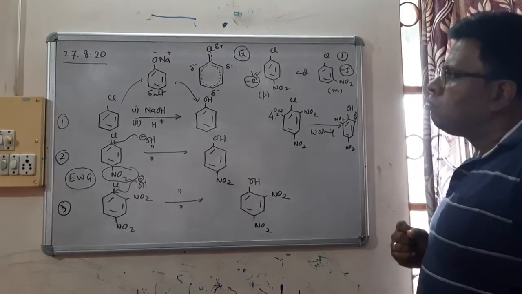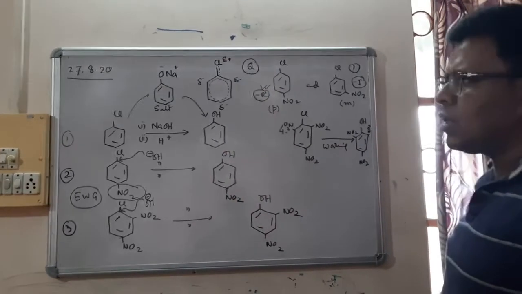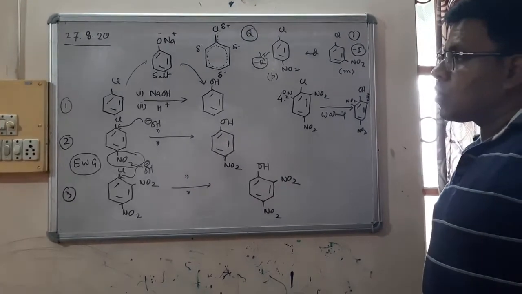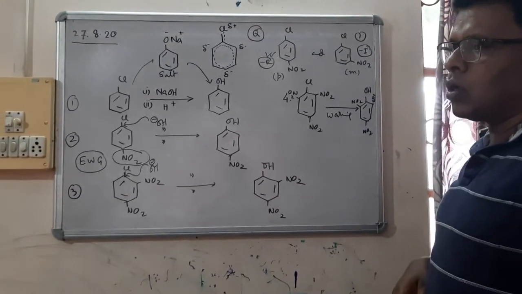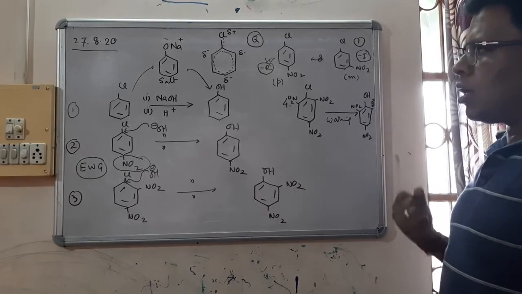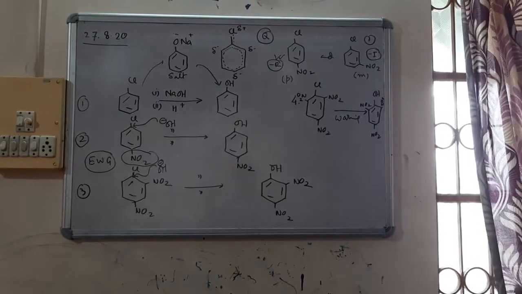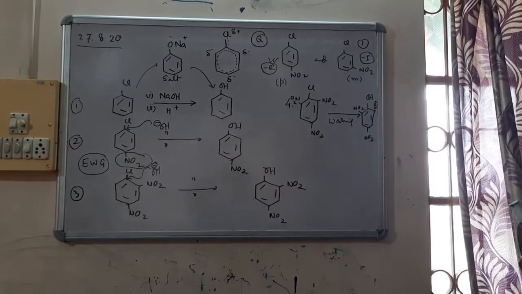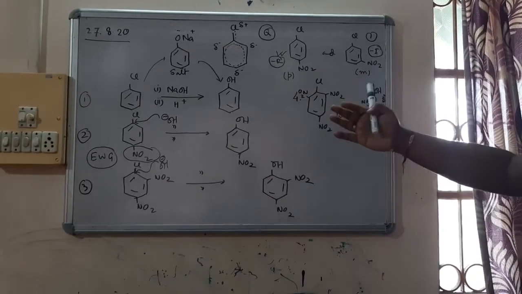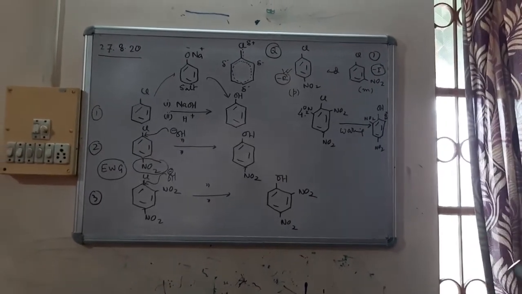Okay, now I would like to ask you, since haloarenes, as we have seen, do not undergo nucleophilic substitution reaction readily, which reaction do they undergo very easily? The question is, which reaction is very common with haloarenes? The answer is electrophilic substitution reaction. So I will now be writing down some electrophilic substitution reactions of chlorobenzene.